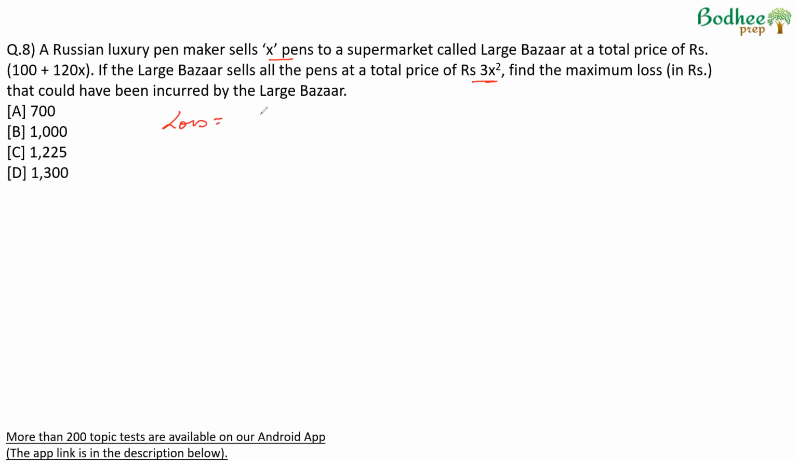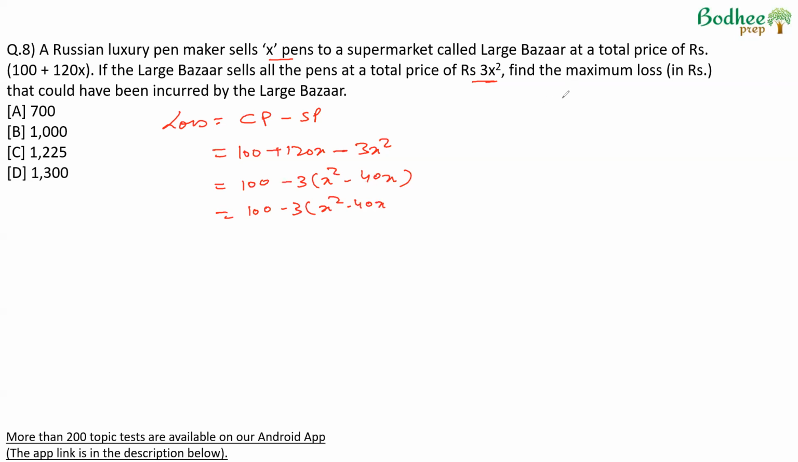Loss will be cost price minus selling price. We have to maximize this. Now for X items, cost price will be 100 plus 120X. Selling price will be 3X square. So if we look at this equation, we can write this as 100 minus 3 X square minus 40X. Basically, I've taken out minus 3 from here. So X square, if we take out minus 3 from here, we'll be left with minus 40X. So this becomes 100 minus 3 X square minus 40X, completing the square.